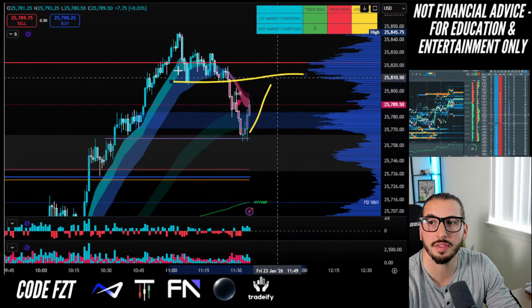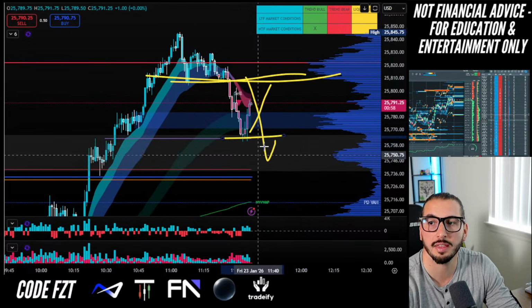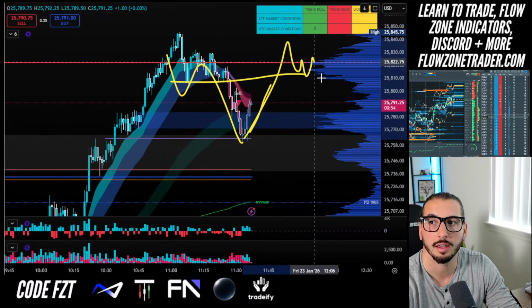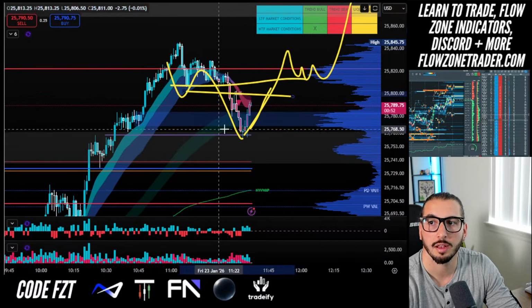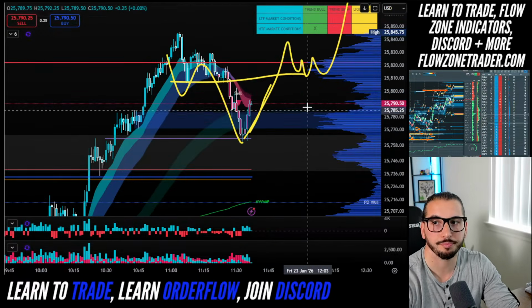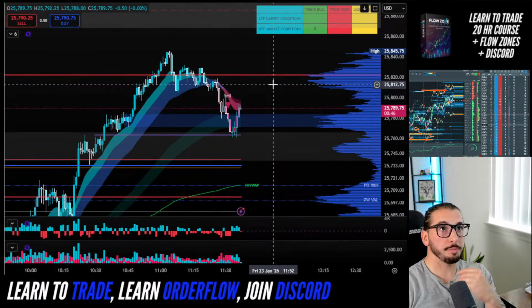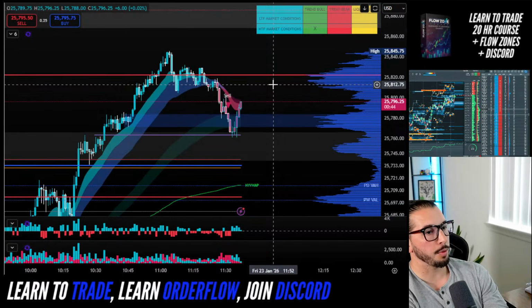If sellers defend this, and they get under here, then there's an argument for lower, but not until then. This is a pullback. That will be a squeeze. This will be a resell. Two options. Personally, I'd be more bullish in this market right now with how we're operating.